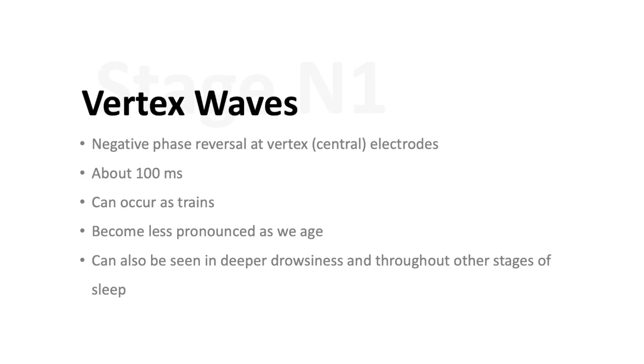Vertex waves are one of the other defining features of stage N1 sleep. They have a negative phase reversal at the vertex or the central Cz electrodes. They tend to last about 100 milliseconds, and they can occur in trains. They become less pronounced as we age, which is common with most features of sleep. They can also be seen throughout other stages of sleep, so they can be seen in deeper sleep, as can the POSTs, and we'll come back to that.